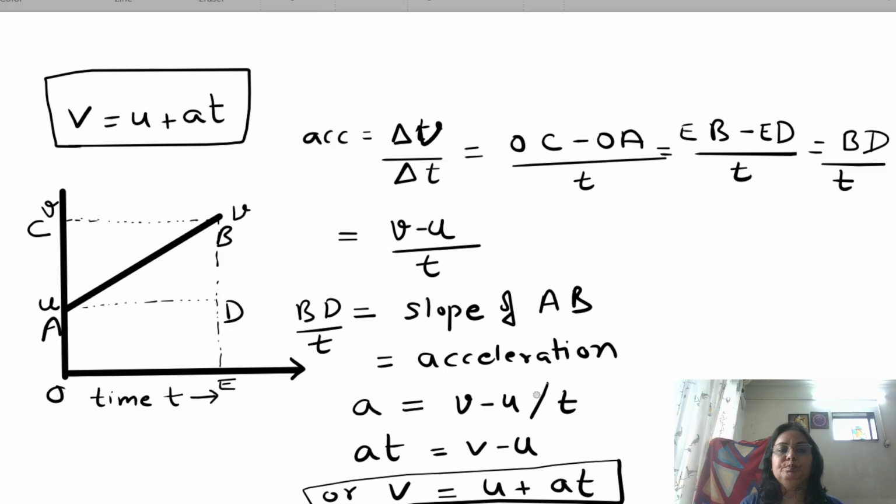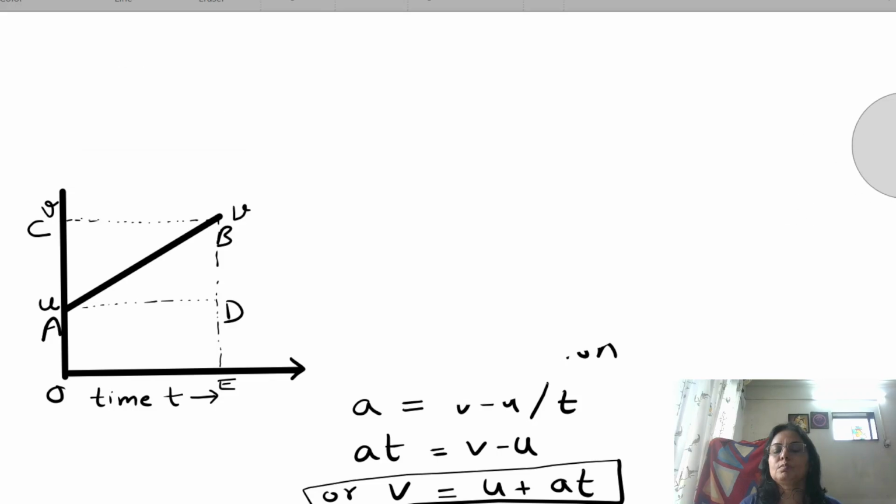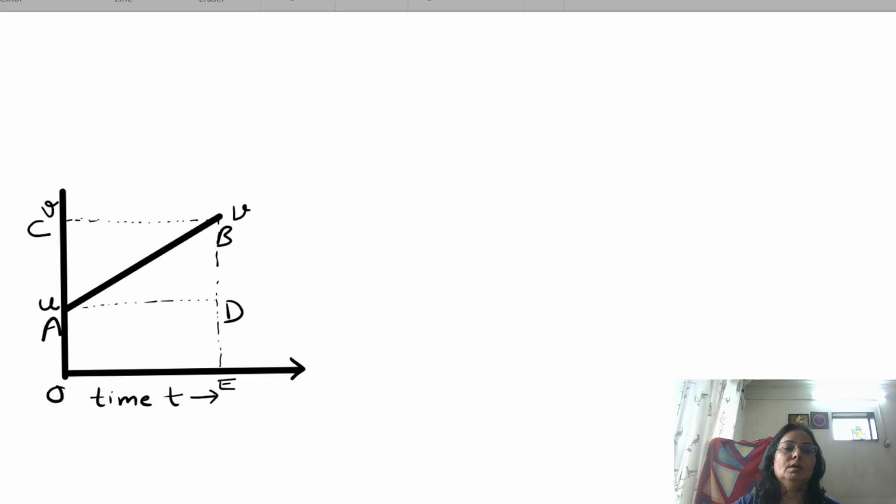Now let's move on to the next equation of motion. The second equation of motion is s is equal to ut plus half at square, where u is the initial velocity, t is time, a is acceleration, and s is the distance travelled. So we are going to define the relationship between distance covered or displacement with respect to time.